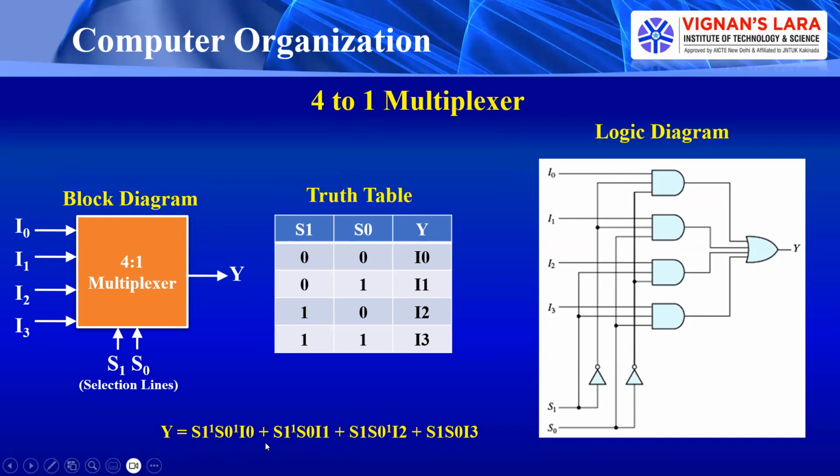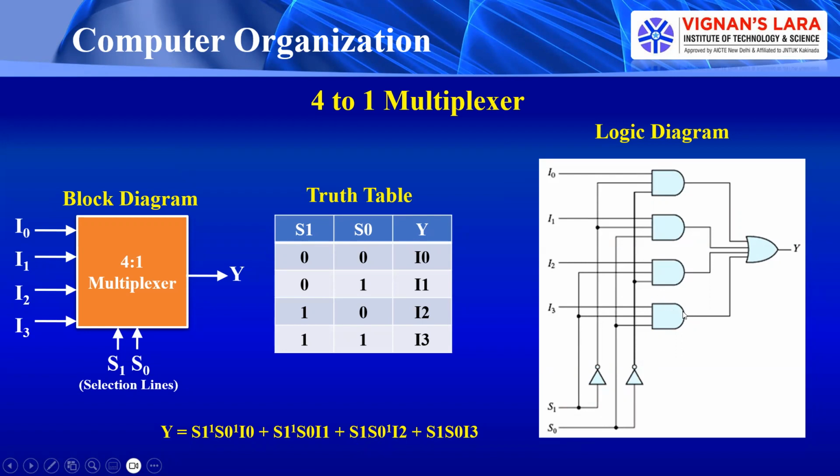Similarly, for the second product term, an AND gate is used, because one input for this AND gate is I1, and the next two inputs are S1 bar and S0. So S0 is directly connected here, and the output of this AND gate is S1 bar, S0, I1. Then coming to the third product term, an AND gate is used. Its inputs are I2, S1, and then S0 bar.